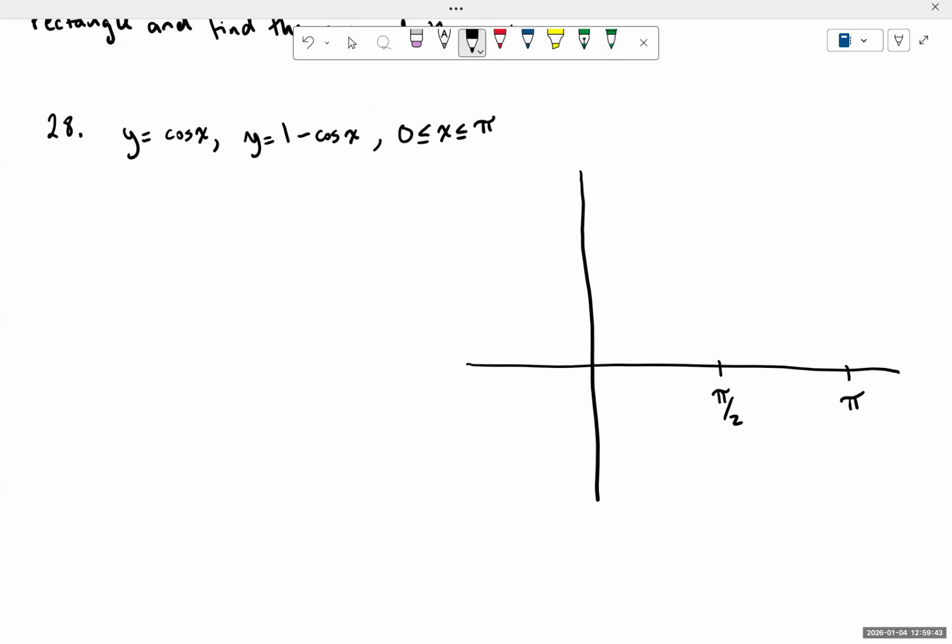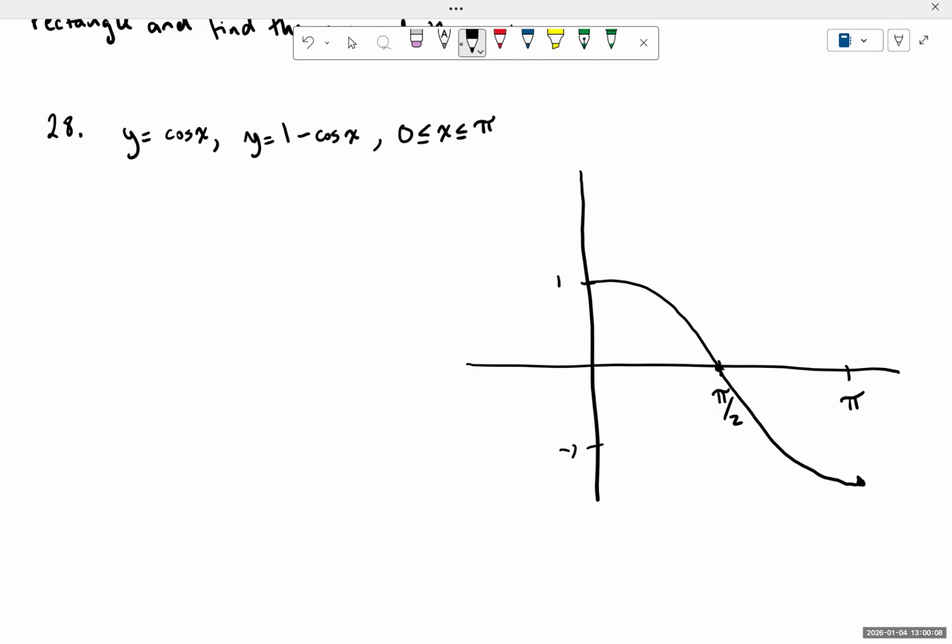So pi over 2, and let's say this is pi, 1, right? So cosine of x is 1 at 0 and -1 at pi. So it'll be here, and it goes through 0 at pi over 2. So that looks more or less something like that. Close enough.